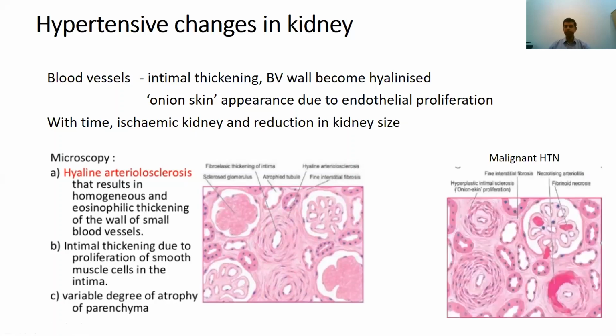In malignant hypertension, the same changes occur. You can see these multiple layers of endothelium, but at the same time, because the pressure directly gets transmitted without any filtering, you will get a necrosis of these blood vessels and the glomeruli called fibrinoid necrosis. So that is the pathology behind how hypertension can affect the kidneys.